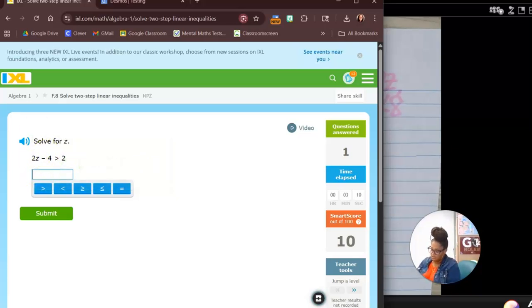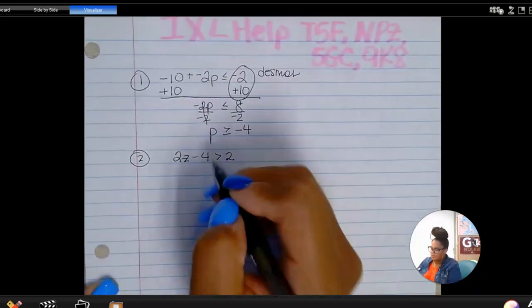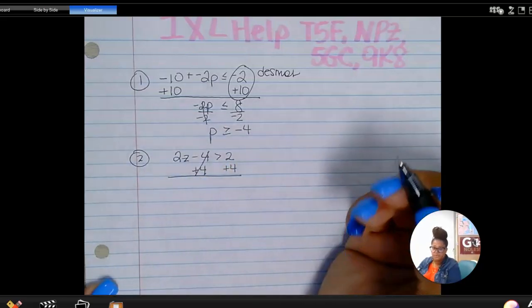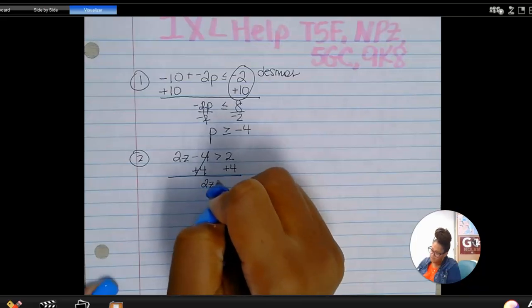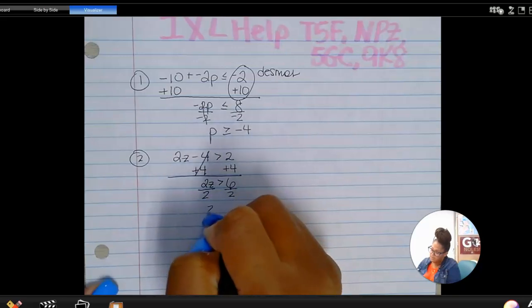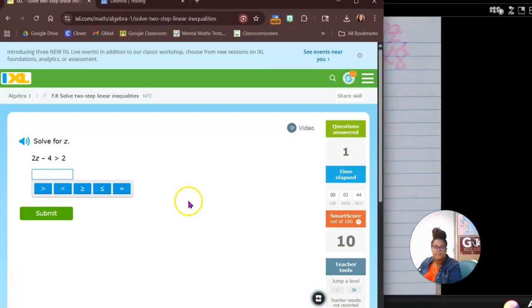Okay, now the next question is 2z minus 4 is greater than 2. On both sides of the inequality, we need to add 4. 4 minus 4 is 0. 2z is greater than, this is 6, and then divide by 2, z is greater than 3. Go back to IXL. z is greater than 3.